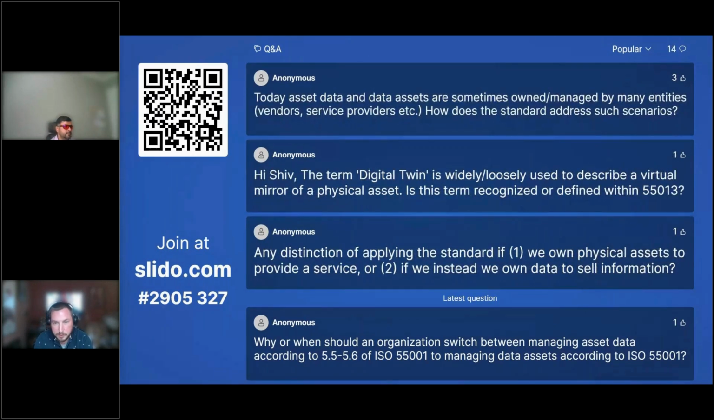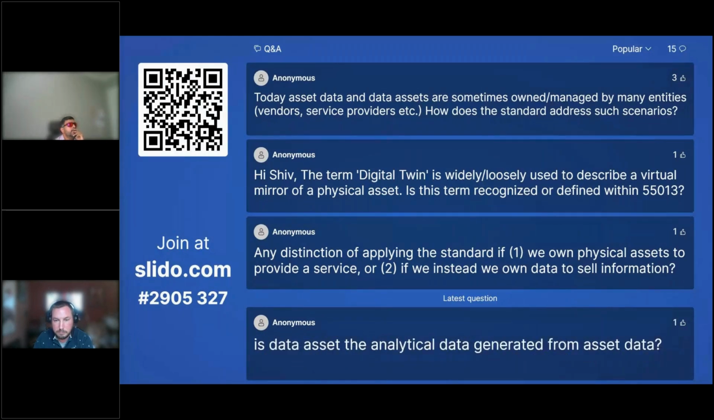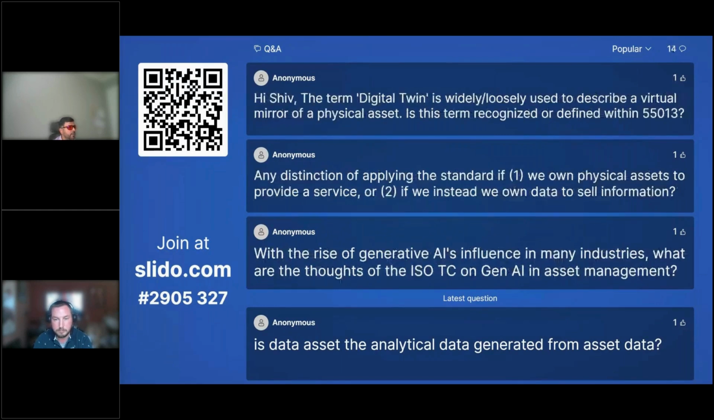So, someone asked, today asset data and data assets are sometimes owned and managed by many entities, vendors, service providers, etc. How does the standard address such scenarios? No, it does not. As I said, we do not get into the specifics and mechanics of specific cases where asset data and data assets come from different sources, and how you would manage that. That would become more of a process and practice management aspect of an organization. So that is not directly addressed in the standard.